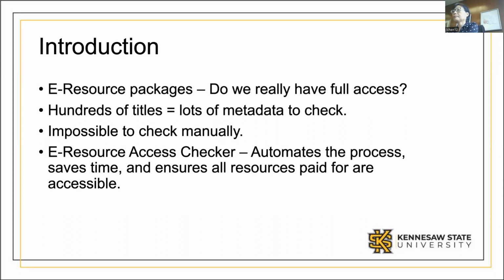But wouldn't it be nice to have a tool that allows us to be proactive so that we can know as soon as we purchase a package which titles could be a problem, so that we could take care of it before our patrons happen upon it? Lee discovered such a tool called the e-resource access checker, which uses a simple Ruby script to perform automated link checking and assesses if the vendor is providing access to the title.